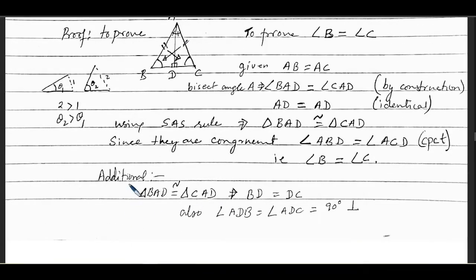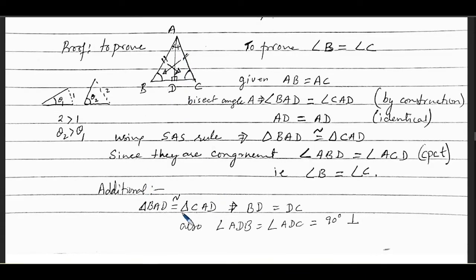Additionally, some other information: triangle BAD is congruent to CAD, which implies that BD is equal to DC, because they are congruent. And also angle ADB is equal to angle BDC, because you know this is a straight line, and this angle is equal to this angle because they are congruent. So twice this angle is 180 degrees, so this angle has to be 90 degrees.